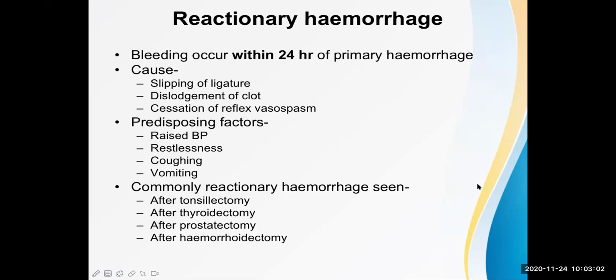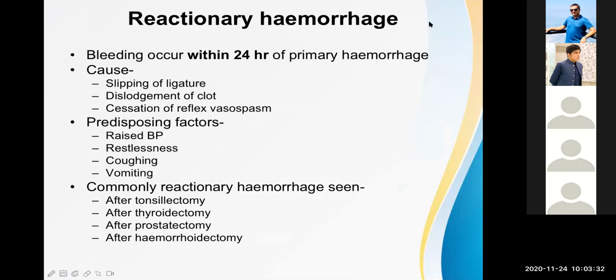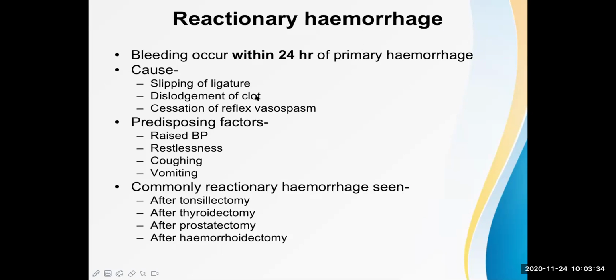Now, let's move on to the reactionary hemorrhage. In this case, we already know the definition. Bleeding occurs within 24 hours of primary hemorrhage. Okay. Remember the definition. So there has to be a certain cause, isn't it? And regarding the cause, there is slippage of the ligature. Okay, the slipping of ligature. Ligature is a knot or the suture material which we have tied there. So somehow, if it slips out, then there will be bleeding. There's no doubt about it. Okay, there will be bleeding.